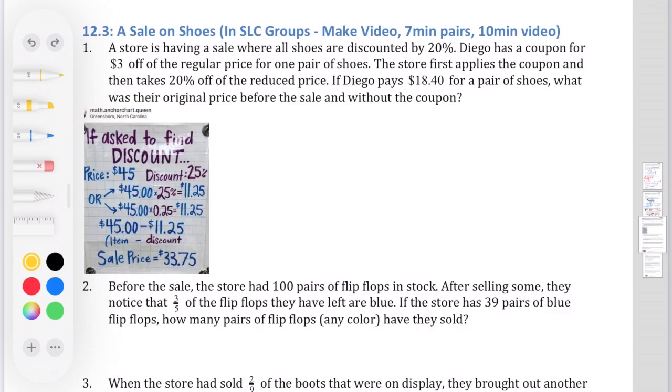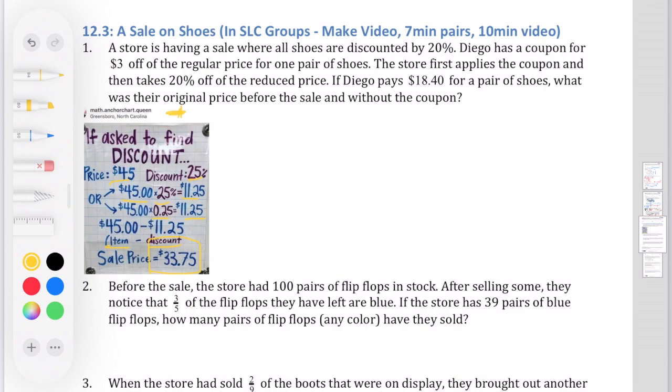I was able to find these math anchor charts from an amazing teacher in North Carolina, so I'm going to input those occasionally right here for you guys. If asked to find discount, if the price was $45, discount was 25%, you could either do 45 times 25%, which is $11.25, or you could go 0.25 and still get the same amount. But then of course you have the original, the discount, and you subtract the discount from the original, and you're going to get the new sale price of $33.75. That's kind of a refresher to be able to tackle problem number 1 right here.